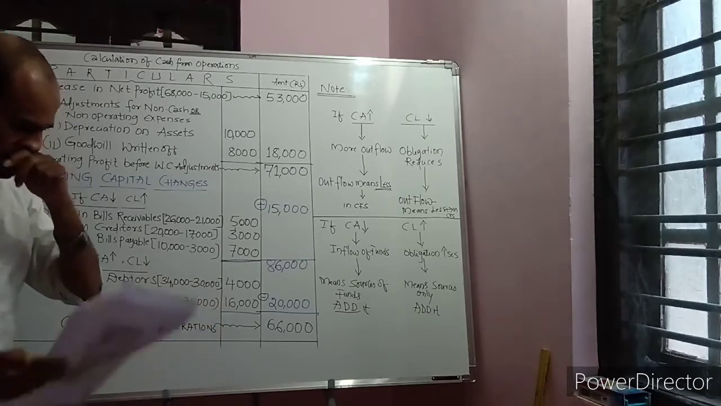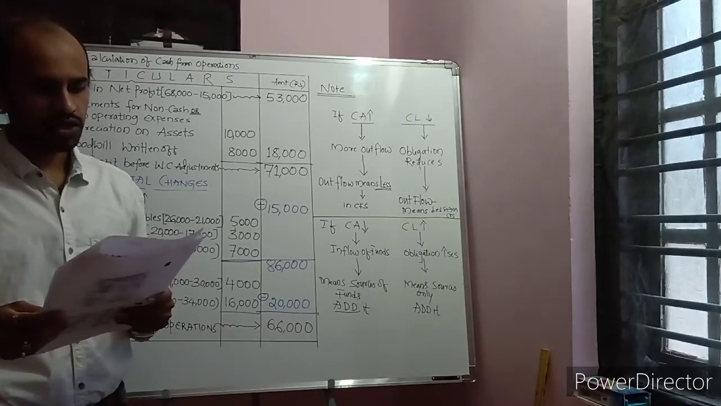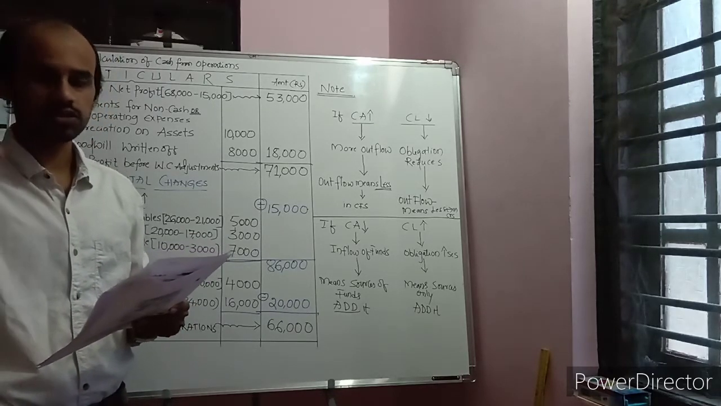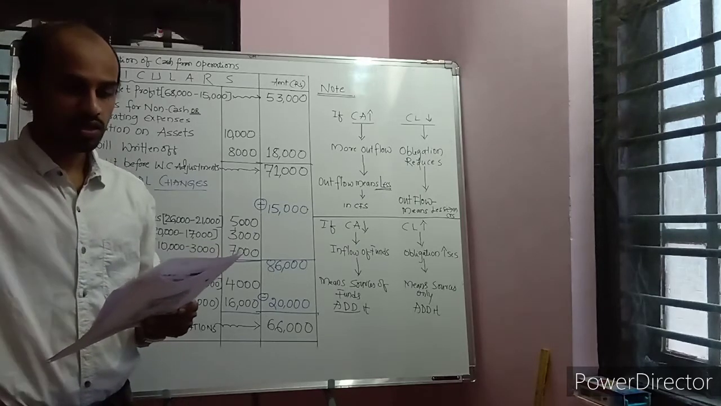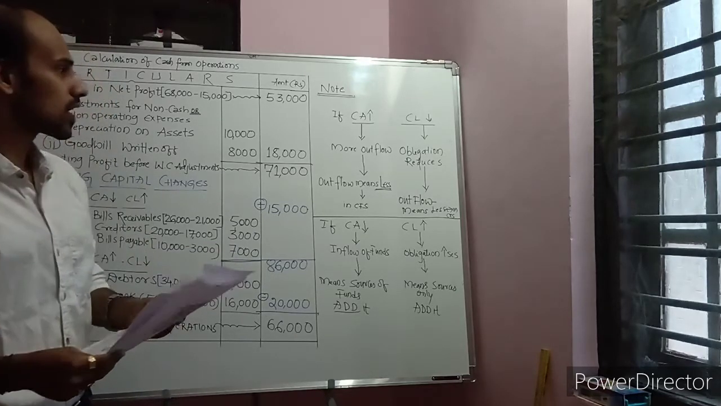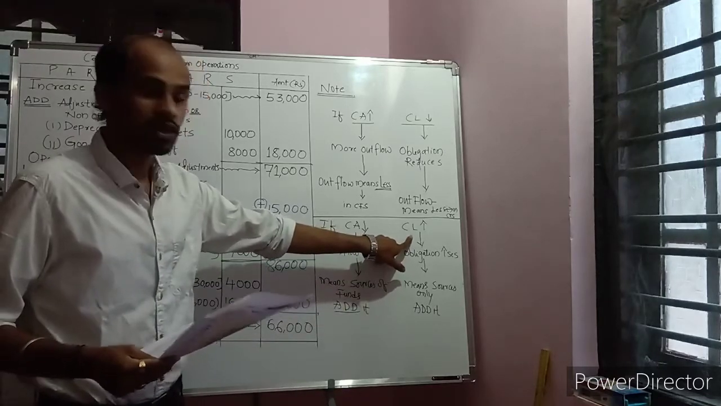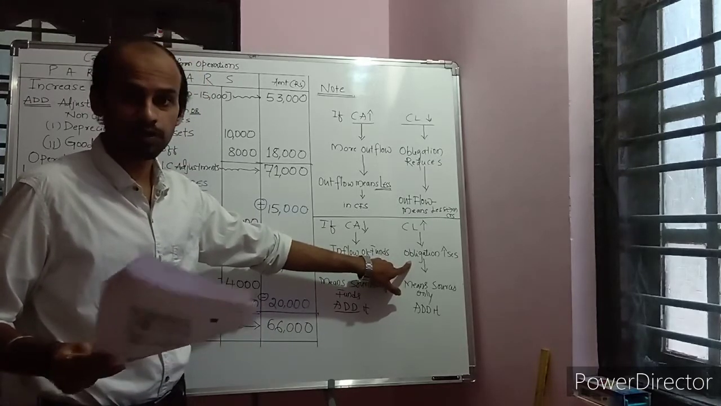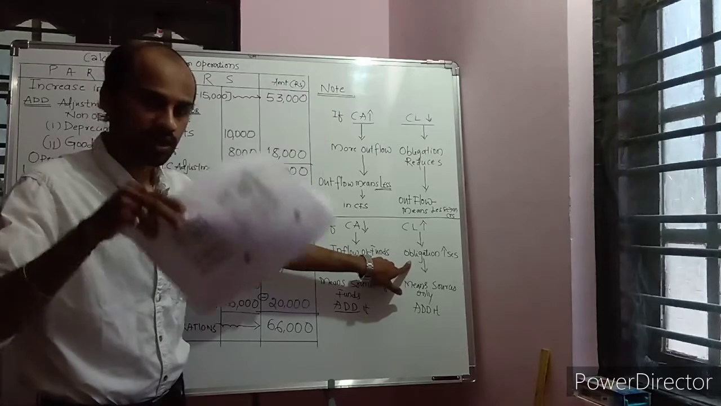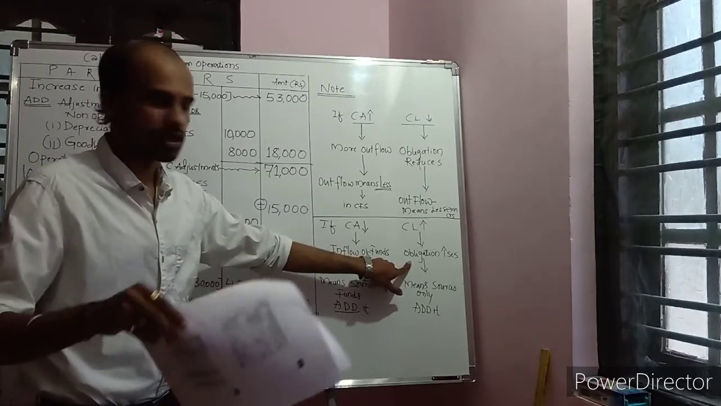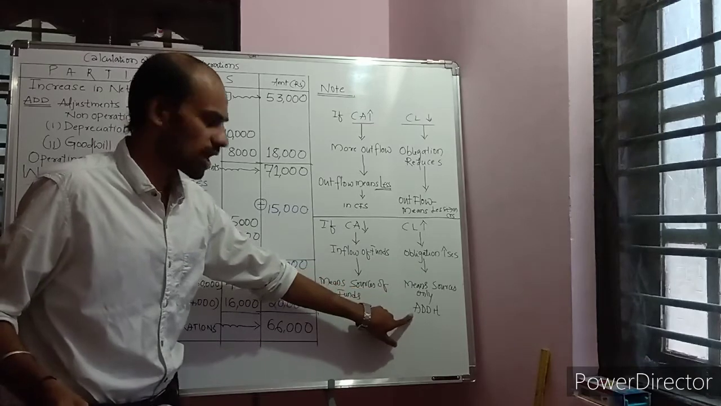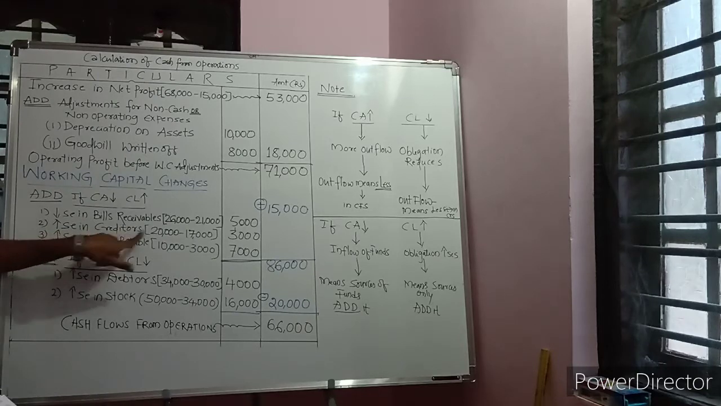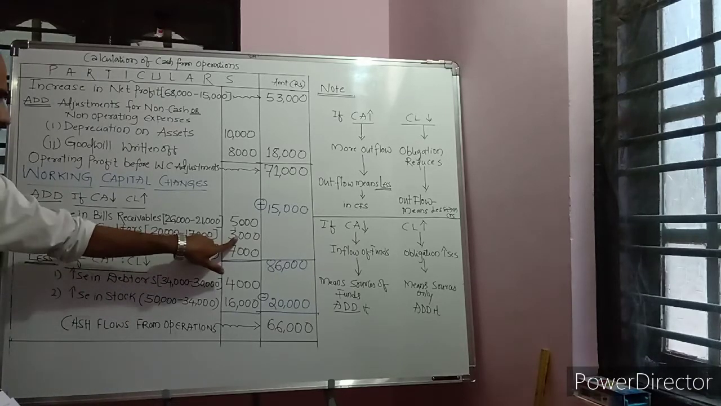Next one, creditors. Creditors 17,000 in the year 2015 and in 2016 it is 20,000. Means increase in current liability. When the current liability is getting increased, the obligation increases. We are not paying the money, so borrowed funds will be there with us only. For that purpose it is added. So add here increase in creditors, 20,000 minus 17,000 it is 3,000.